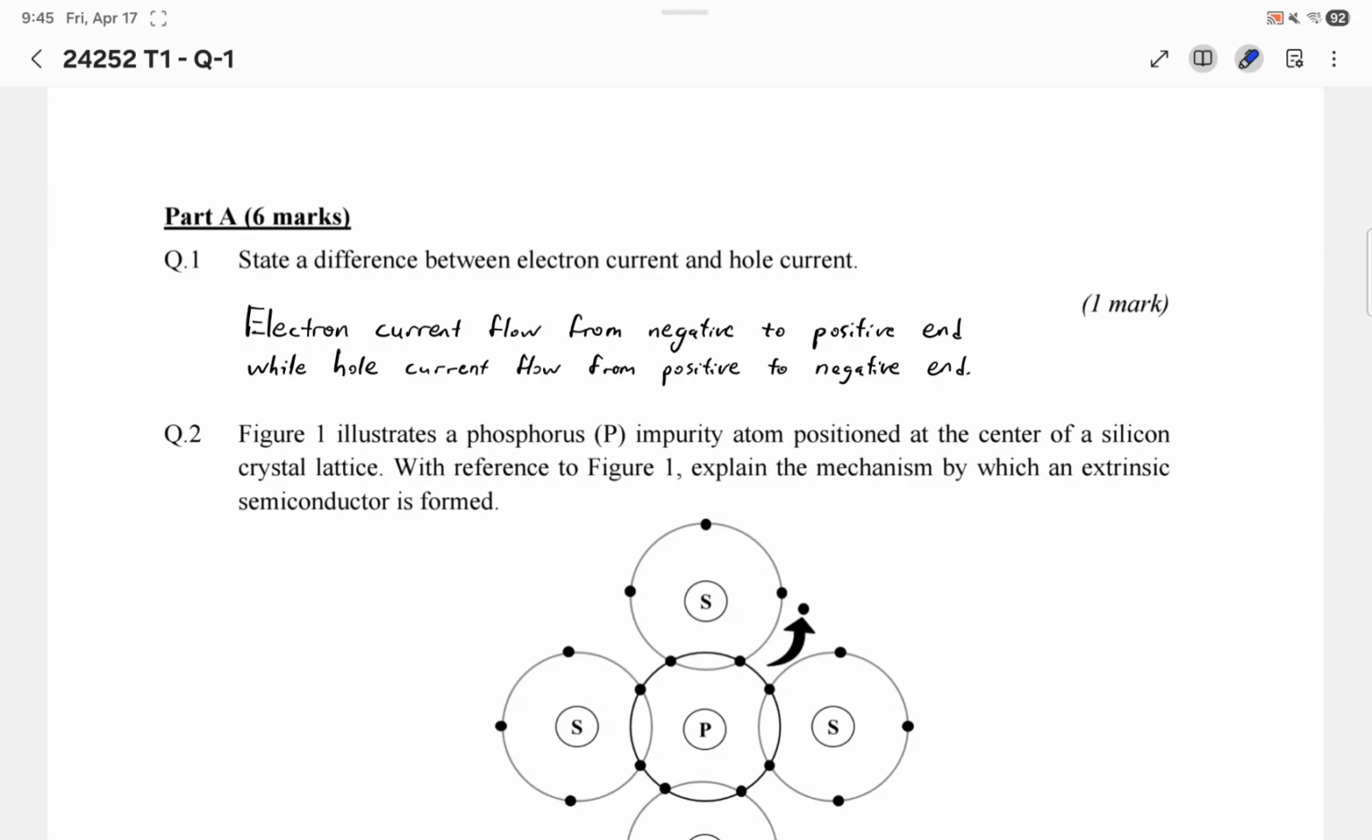Part A, question 1. The difference between electron current and hole current is that electron current flows from the negative to the positive end, while hole current flows from the positive to the negative end.